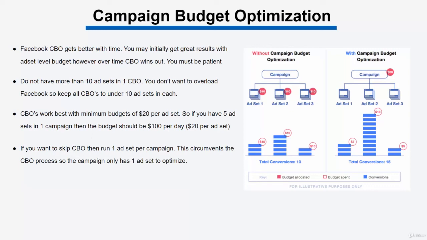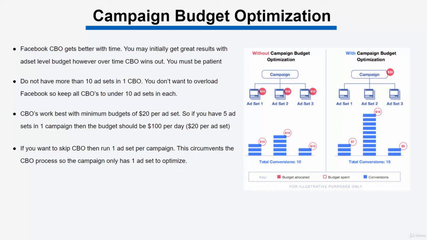It's important for us to understand how this works and that ultimately Facebook wants us to get the highest return on our ad spend because they know that we're going to come back and spend more money with them. So it's in their best interest to be distributing the budget at a campaign level because they're going to put the funds in the appropriate ad set that's getting the most conversions.